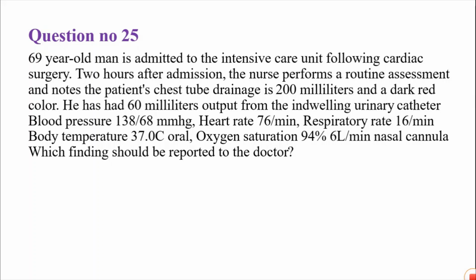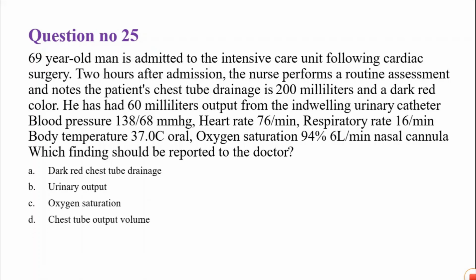Which finding should be reported to the doctors? The options are: number A, dark red chest tube drainage. Number B, urinary output. Number C, oxygen saturation. Number D, chest tube output volume.